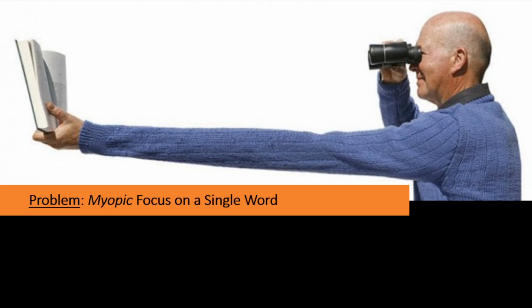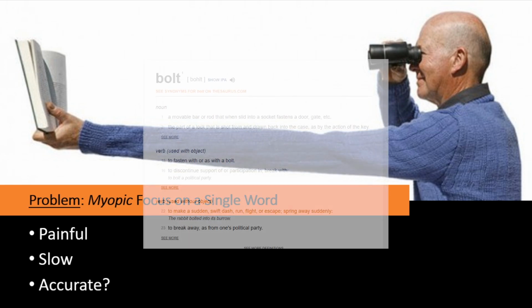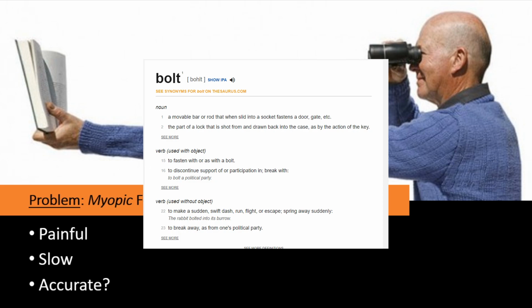Another problem is a myopic focus on a single word. The problem with myopically focusing on a single word is that it is painful because you're frustrated that you don't understand a word. It is slow because every time you see a new word, you must look it up in the dictionary. And there's a question of accuracy. Some words have multiple dictionary definitions. Which one is the correct one?